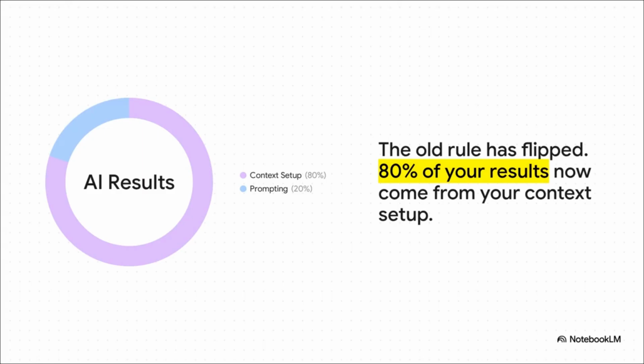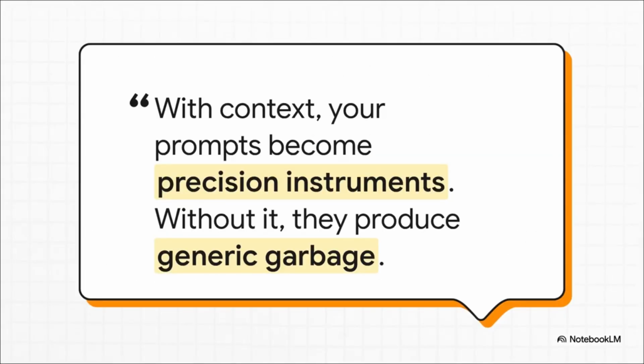I mean, just let that sink in. The vast majority of the value is created before you even type a prompt. And yet, where is everybody spending all their time and energy? Obsessing over that little 20%. This is really the heart of it. Without that foundation of context, even the most brilliant, perfectly worded prompt is just going to spit out generic garbage. But with context, your prompts suddenly become these incredible precision instruments.